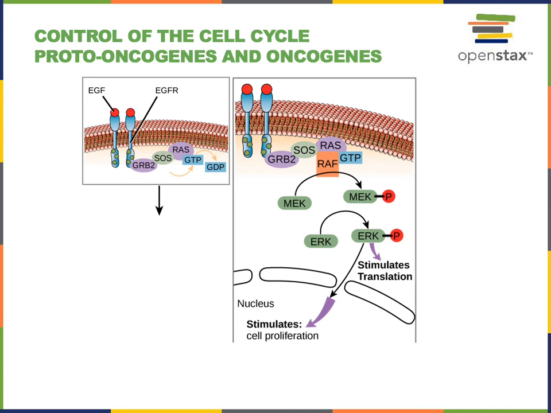The epidermal growth factor receptor, when it binds epidermal growth factor, will become activated and then stimulate a cell signaling mechanism downstream, leading to the activation of the kinase ERK, the extracellular signal regulated kinase, which will then stimulate the transcription of the cyclin genes and the translation of the messenger RNA to produce the cyclin proteins. And as these cyclin proteins accumulate, they will activate the CDK enzymes and stimulate the cell cycle to speed up.